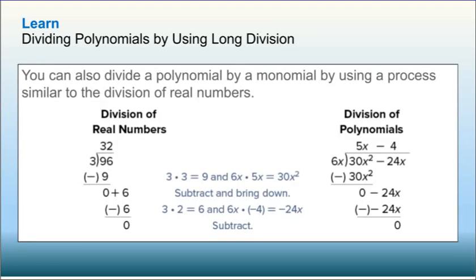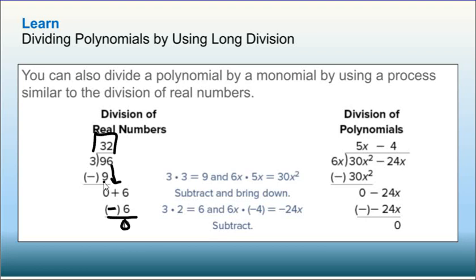So with long division, the other method, with real numbers, you're just doing like 96 divided by 3. So 3 goes into 9 3 times. 3 times 3 is 9. You put that underneath, subtract below, get 0, bring down the 6. 3 goes into 6, 2 times. 2 times 3 is 6. Subtract below and you get 0, so your answer would be 32.